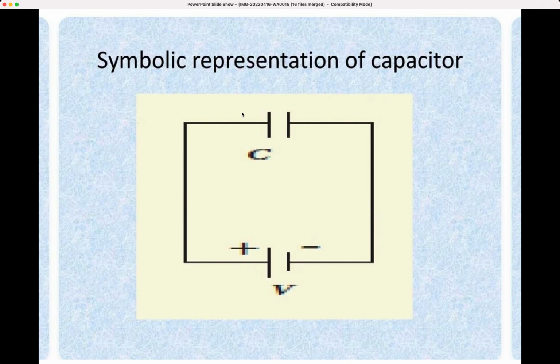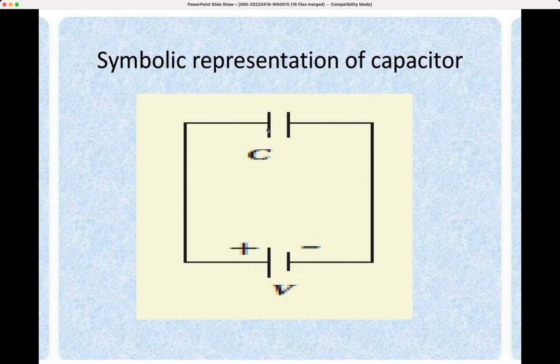This is the symbolic representation of a capacitor. This is the capacitor, and here we have the battery with positive and negative terminals connected to it. And you know, capacitors normally store energy by holding apart pairs of opposite charges. The simplest representation of a capacitor is a parallel plate. It's nothing but two metal plates with a gap in between them.